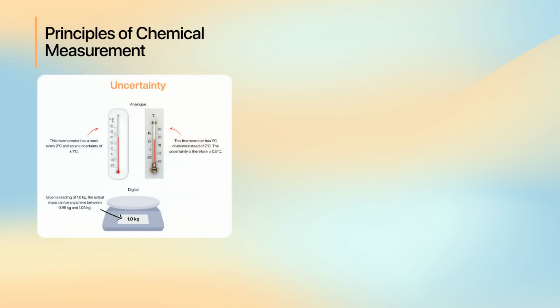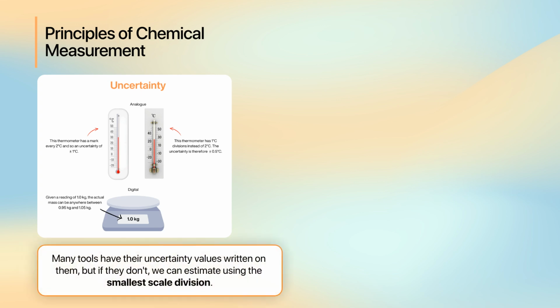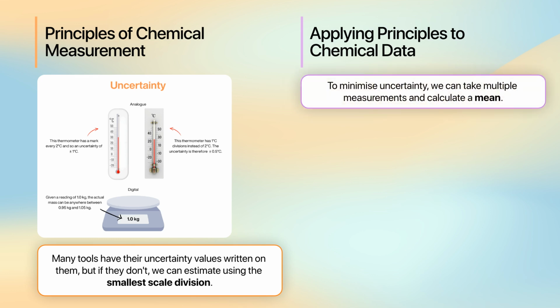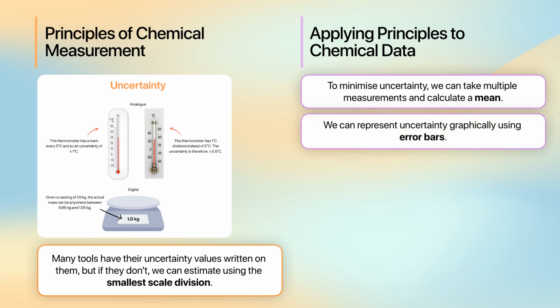In today's lesson, we delved into the principles of chemical measurement, mainly focusing on uncertainty, including the various ways to calculate it depending on context. We explored how uncertainty arises in measurements and how it can impact the results of experiments. We also learned methods to minimize and report uncertainty to provide a more transparent depiction of our data's reliability, including taking repeat measurements and calculating a mean. We also discovered how to represent uncertainty graphically using error bars.